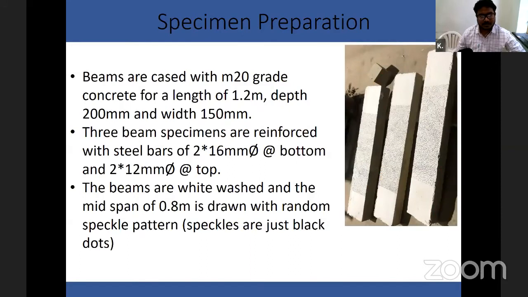For specimen preparation, three beams of M20 grade with a length of 1.2 meters, depth 200 mm and 150 mm width, along with two 16 mm diameter bars at the bottom and two 12 mm diameter bars at the top are fixed in it. The beams are whitewashed and the midspan of the beam is drawn with speckles. You can see the black dots on the beam.